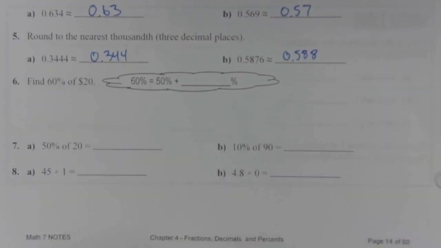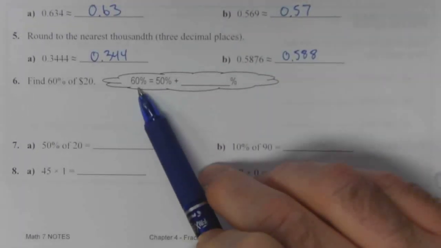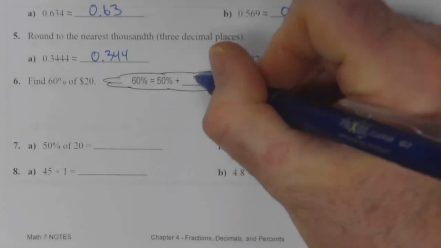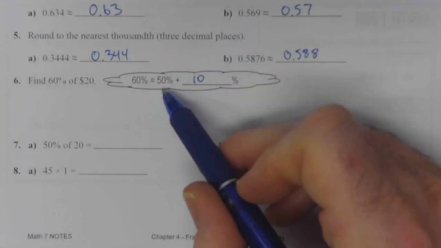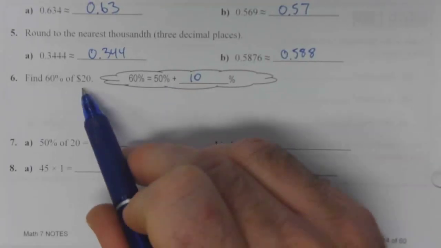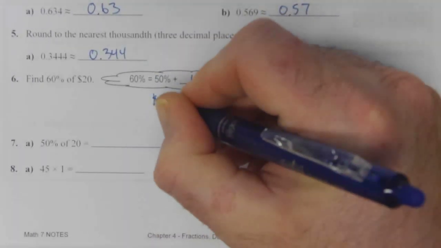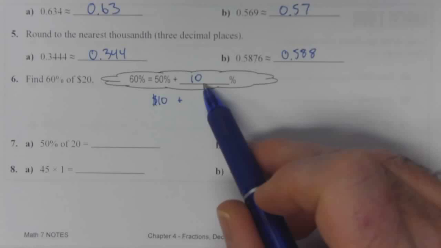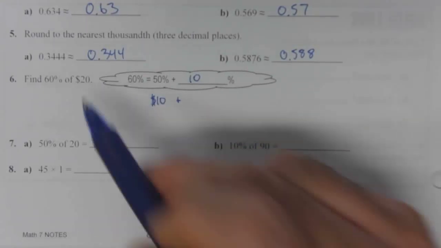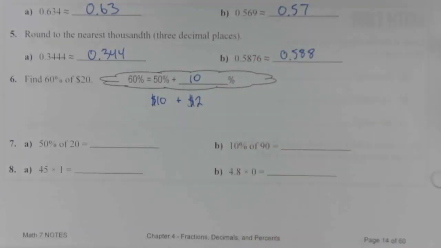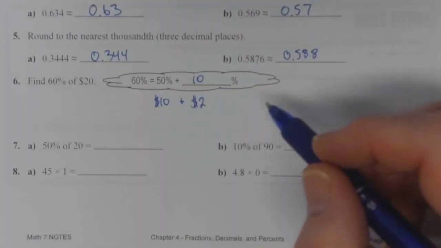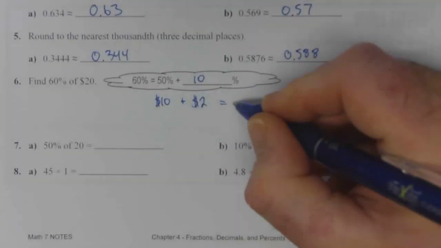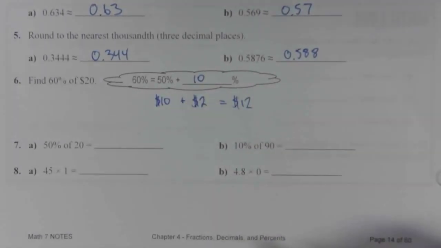All right, question 6. Find 60% of $20. And it's giving you a hint here. 60% we know is the same as 50% plus 10%. So 50% of something is half of it. So if you take half of $20, you're going to have $10. Plus 10%. Well, 10% is 1/10 of the item. So 20 divided by 10 is 2. So 50% plus 10% gives us 60%. And so that's 10 plus 2 is $12. So $12 is 60% of $20.